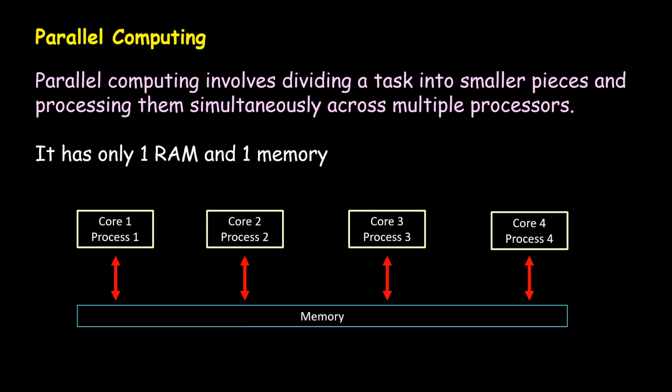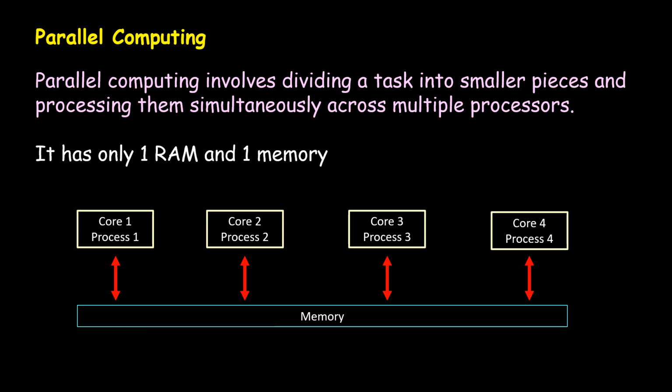Just imagine you have a huge task like sorting a giant list of numbers. If you try to do it by yourself, it would take a long time. But in parallel computing, this big task is broken down into small pieces and each processor handles one piece of the task at the same time, so the work gets done much faster.